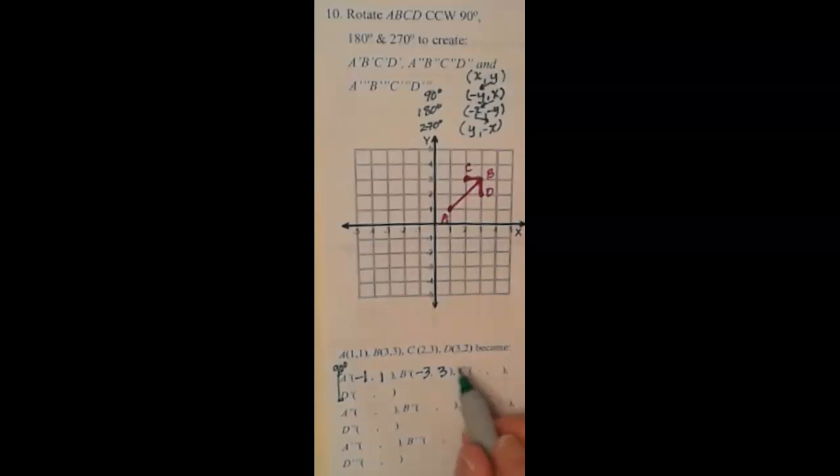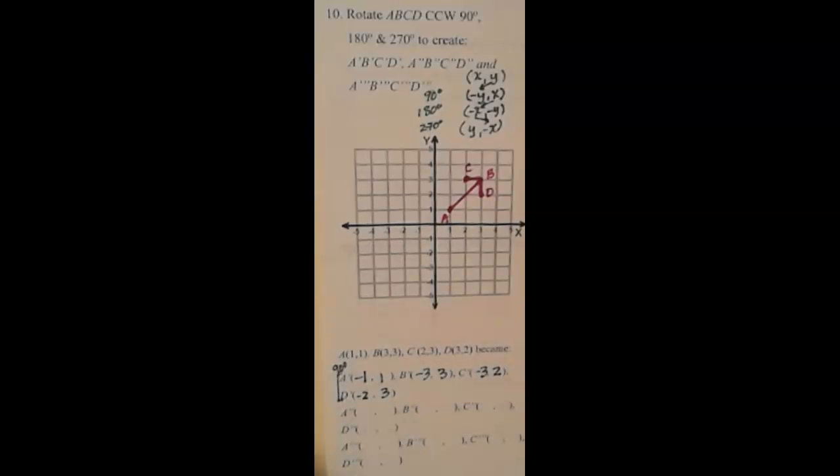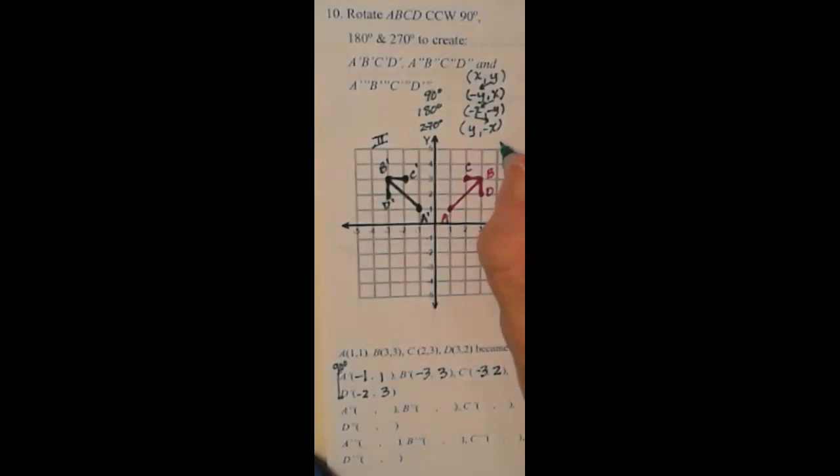For C prime, right here, the 3 that was Y comes to the front as a negative, and the 2 goes to the Y position. Likewise for point D, the 2 comes to the front as a negative, and the 3 goes to the back. Once you plot those 4 points, you'll end up with A prime, B prime, C prime, and D prime in the second quadrant. Our original picture was in quadrant 1.